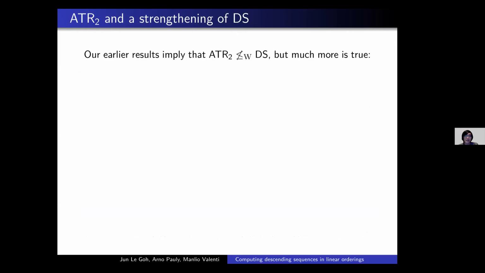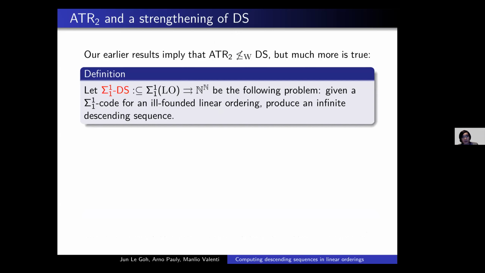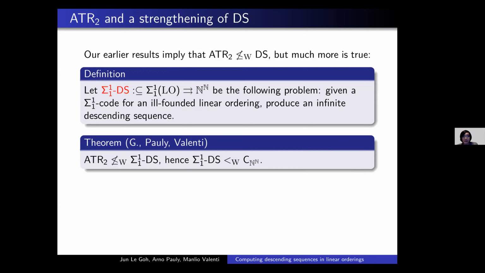Our previous results already imply that ATR2 does not reduce to DS, but actually much more is true. Let's consider the following strengthening of DS, where instead of being given a linear ordering, we are given a sigma 1 code for a linear ordering. Obviously DS reduces to this, and it's easy to see that this is actually much stronger than DS itself. Nonetheless, we're going to show that ATR2 does not reduce to this, which implies that this is still strictly below choice on Baire space.